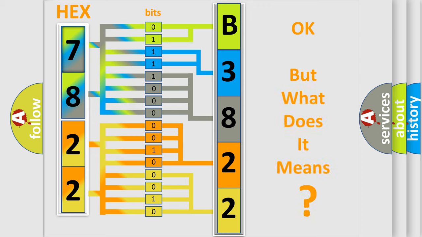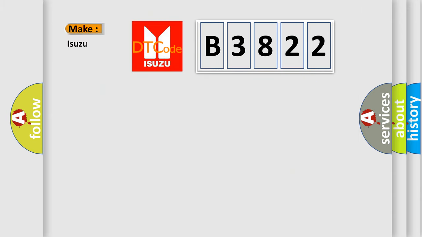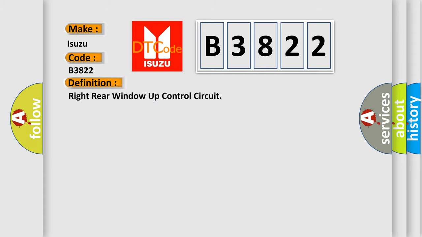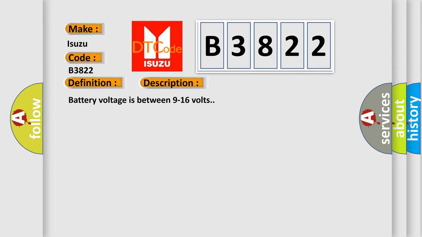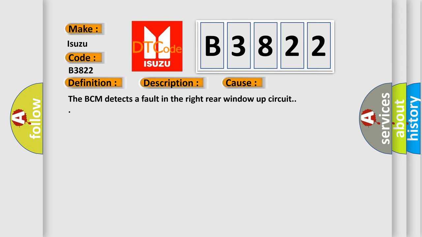The number itself does not make sense to us if we cannot assign information to what it actually expresses. So, what does the Diagnostic Trouble Code B3822 interpret specifically for Isuzu car manufacturers? The basic definition is right rear window up control circuit. And now this is a short description of this DTC code. Battery voltage is between 9 to 16 volts. This diagnostic error occurs most often in these cases. The BCM detects a fault in the right rear window up circuit.